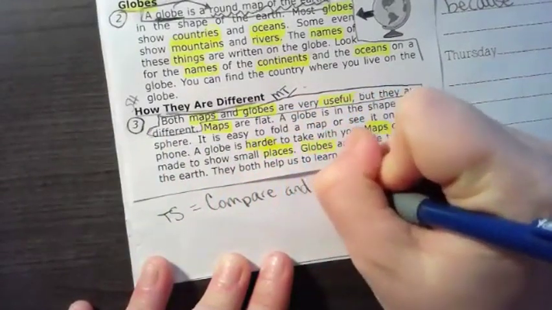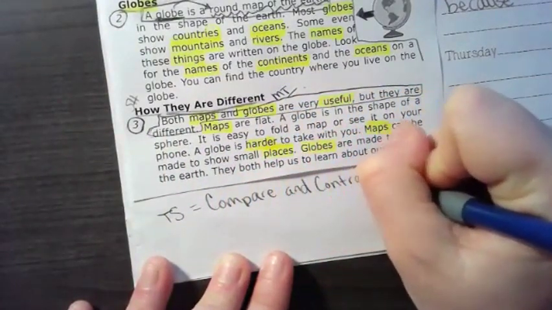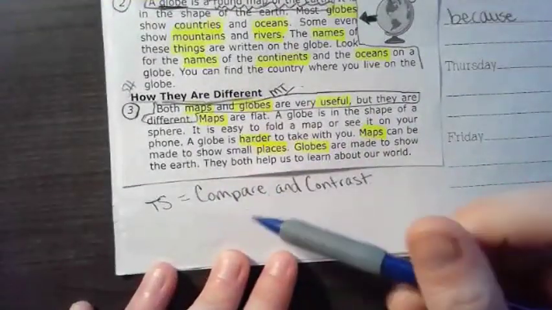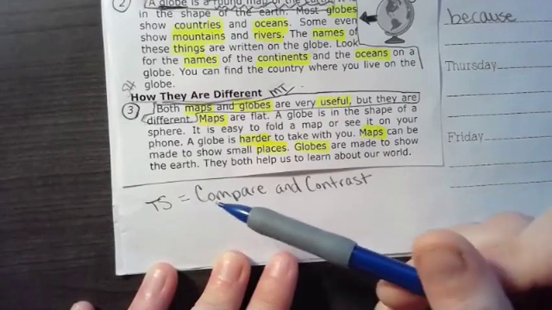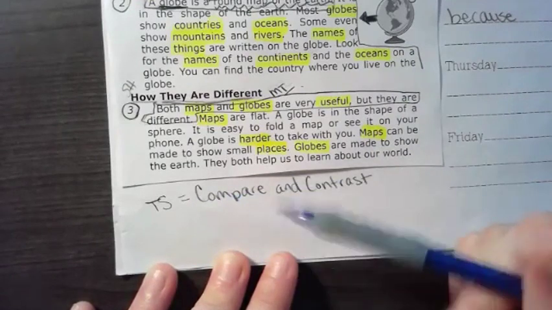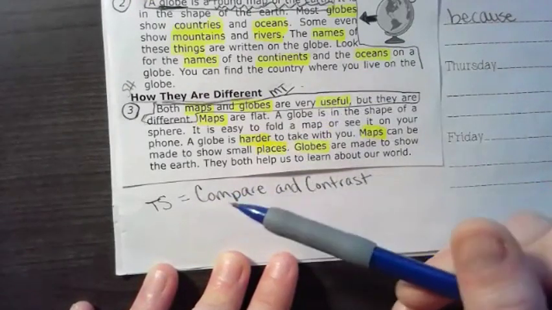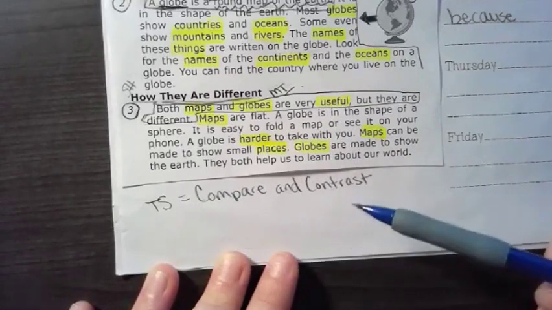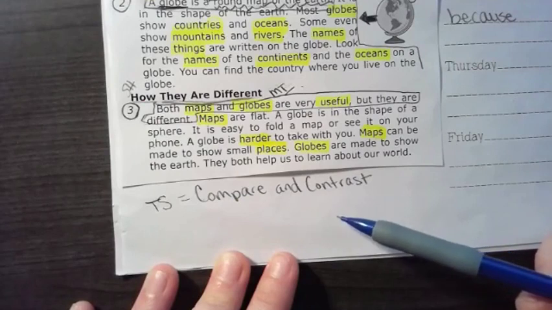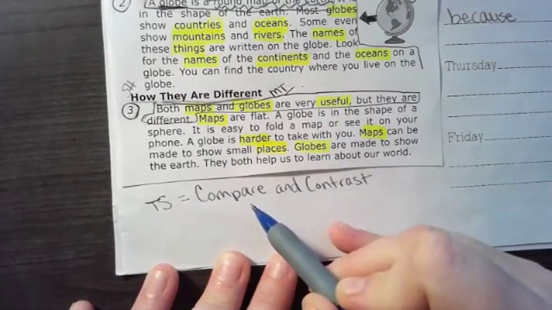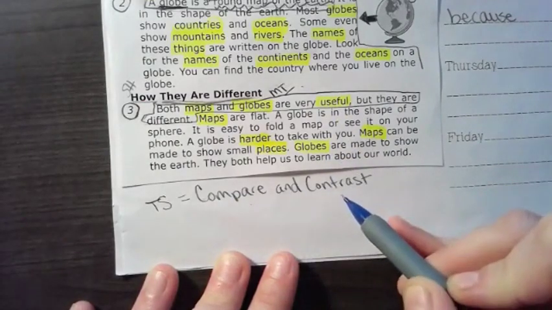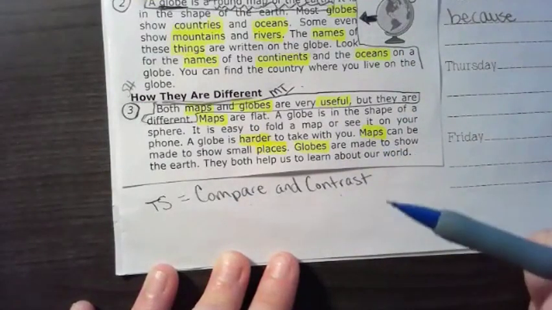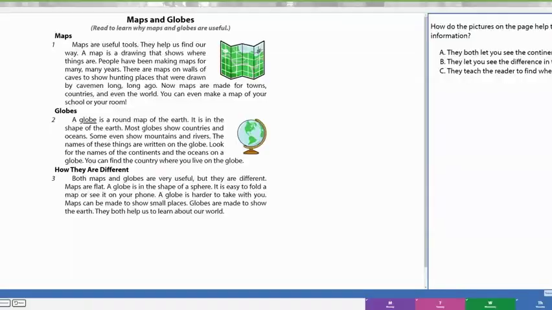and contrast. Now, I will be expecting you at some point to do this on your own, and then you'll just be able to say TS equals C and C, because there's no other text structure that starts with C and C. But for today, I want all of these words written out. Compare and contrast. Compare means how are they the same? Contrast means how are they different? And in this story, it talks about how they're the same and how they're different.